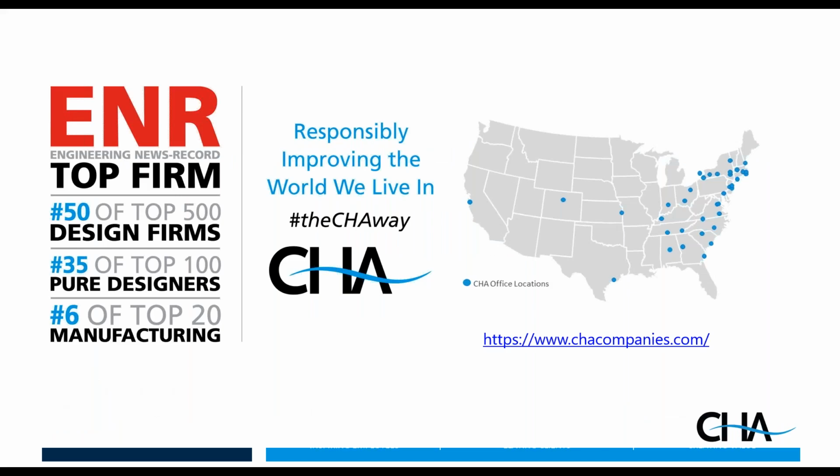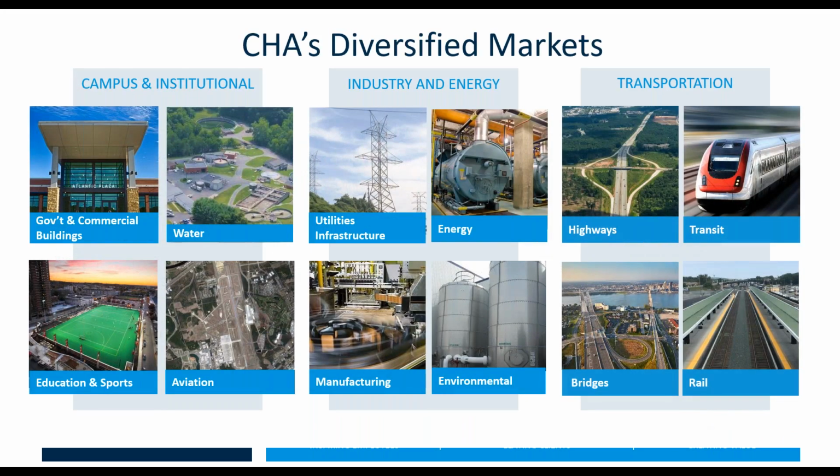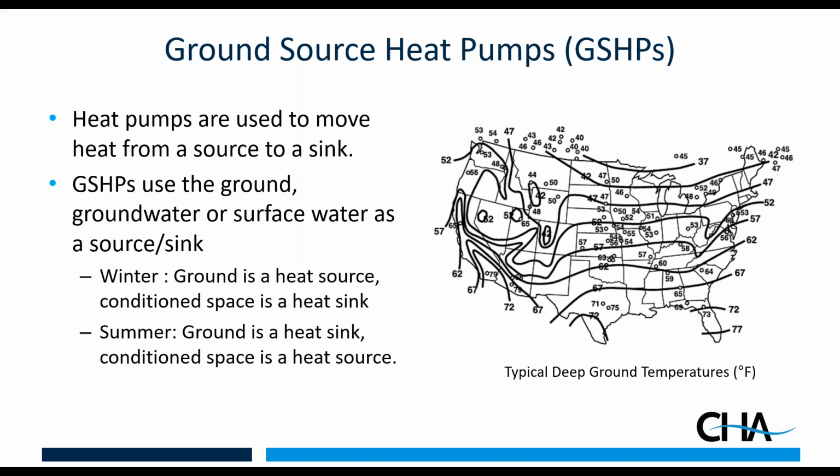We're a full-service engineering, architecture, and construction management firm based out of Albany, New York. We have about 1,300 people in 40 offices, mainly in the Northeast and the Mid-Atlantic, but spread across the country. We serve a diversified market of everything from utility infrastructure to energy to highways to government and institutional buildings and everything in between. Obviously, I work in our manufacturing and energy group, so we focus on building energy efficiency and audits. But today, we're focusing on ground source heat pumps.